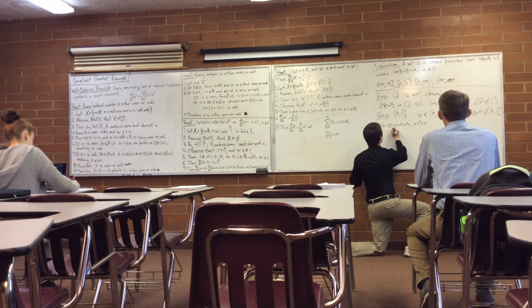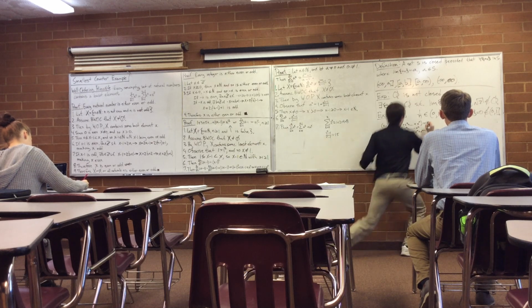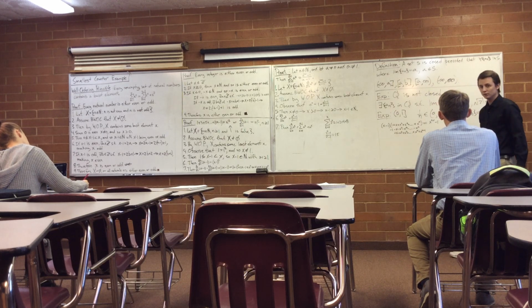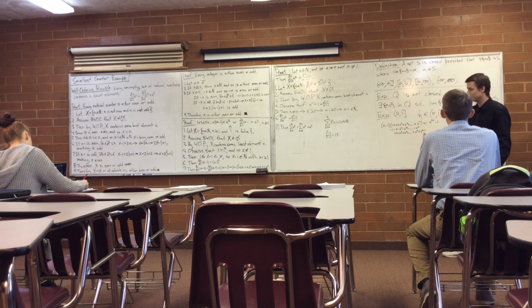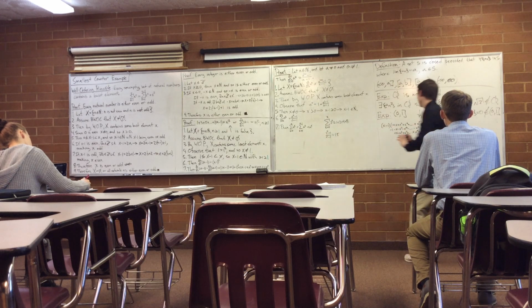Distribute the negative 1 through. We get negative 1 minus x squared minus x cubed minus dot dot dot minus x to the n. Distribute the x through. We get positive x plus x squared plus x cubed plus dot dot dot plus x to the n plus x to the n plus 1. Everything cancels out. You're left with x to the n plus 1 minus 1. I got x times x to the n, you get x to the n plus 1.